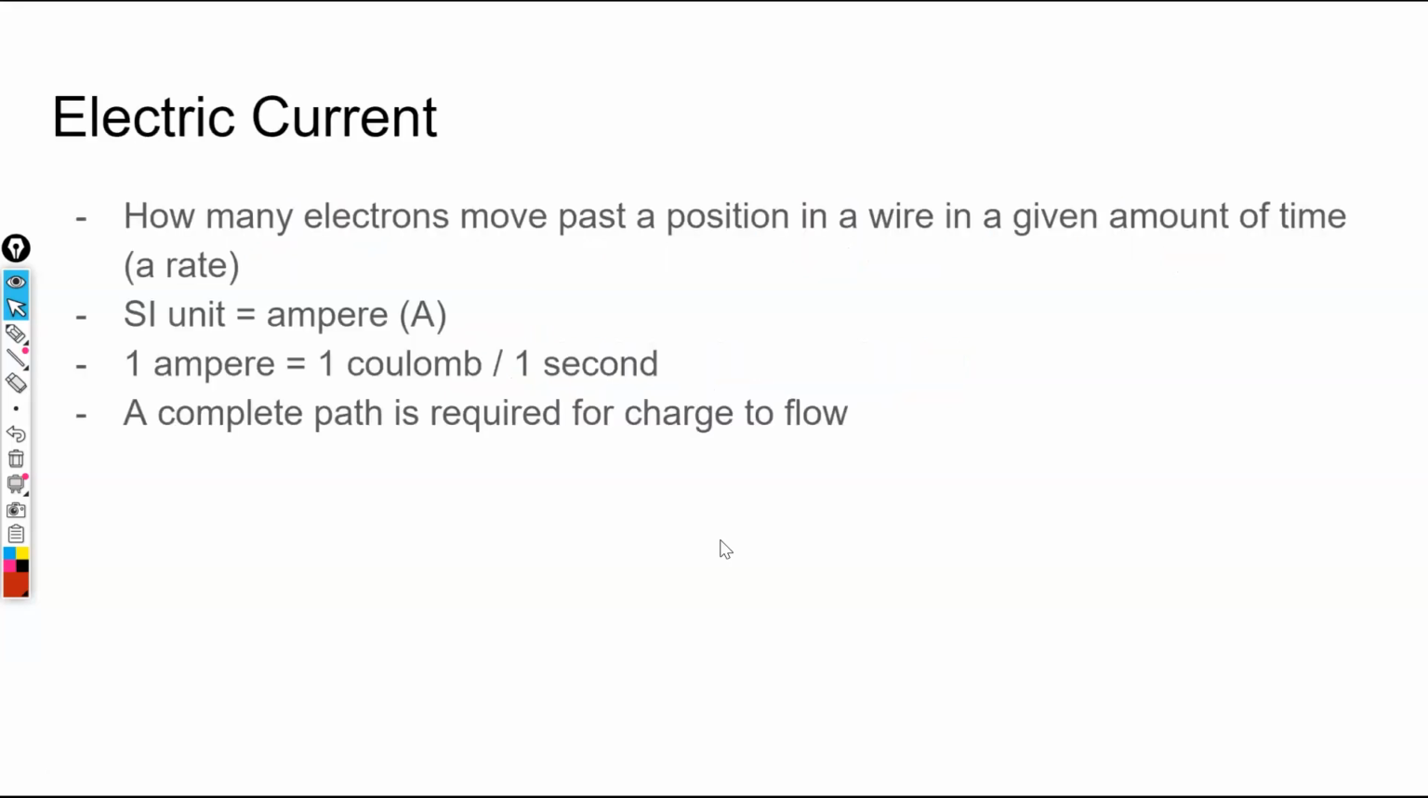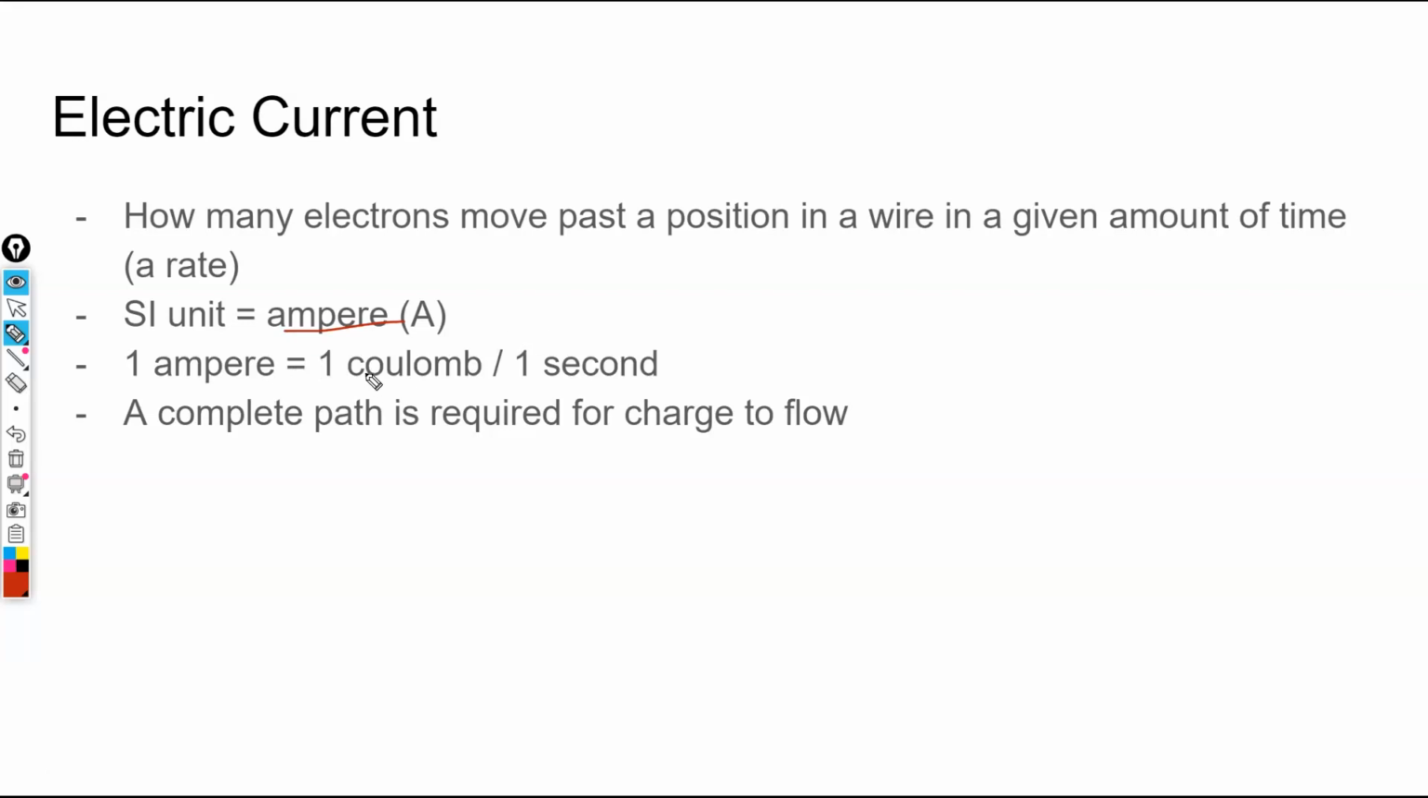When we talk about electric current, we talk about how many electrons actually move past a position in a wire in a given amount of time. So basically like a rate at which they actually occur. And how we'll measure electric current is by what we'll call amperes or amps.